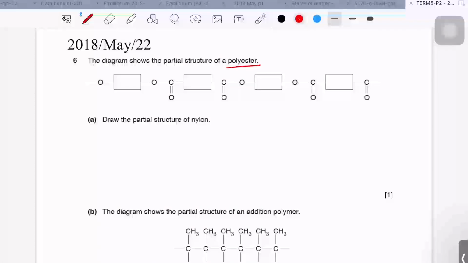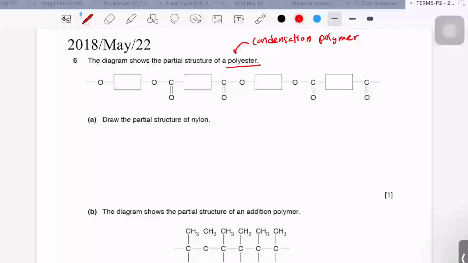Right, now in polymers, we have condensation polymers. So polyester is a condensation polymer. Right, so polyesters are called condensation polymers. Now there are two types of polymerization. One is addition polymerization. The other one is condensation polymerization. Right, so polyesters come under condensation polymerization.